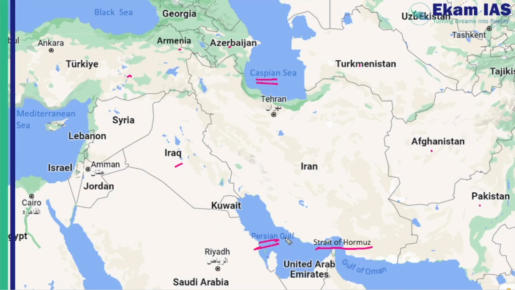So when you think about Iran, the first thing you have to remember is the Persian Gulf, and it exports petroleum. A large part of the economy of Iran is related to this. So the Persian Gulf, then another water body is the Gulf of Oman. This Gulf of Oman is also sharing a border with Iran.